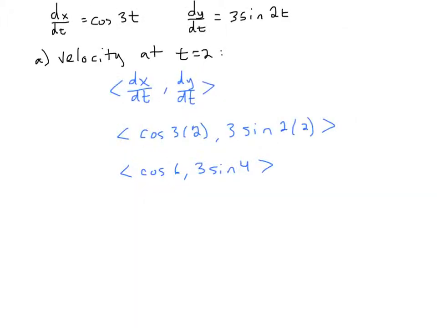So for part A, we have to find the velocity at t equals 2, and they already tell us dx/dt and dy/dt, so that basically makes up our velocity vector. All we have to do is plug in 2 to the things that they gave us. So dx/dt is cosine of 3 times 2, and dy/dt is 3 sine of 2 times 2, which is cosine of 6 and 3 sine of 4. If you want, you can get those in decimals. It depends. If it's free response, you don't have to.